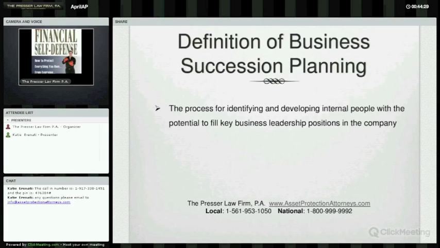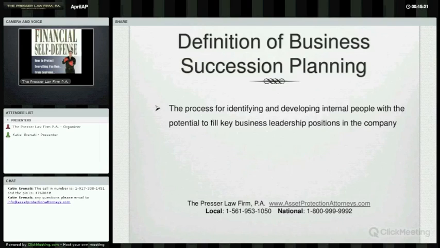So what is the definition of business succession planning? The definition of business succession planning is really the process for identifying and also developing internal strategies and people with the potential to fill key business leadership positions and roles in the company. And I tell my clients, business succession planning is kind of like estate planning for a business. So what's estate planning? Estate planning deals with when you pass away, where do you want your assets to go? And certainly you want them to go there quickly, privately, and with the least amount of taxes that are legally allowed. And there's no difference with business succession planning. What do you want to have happen to the business once you pass away? How do you want the business to run if your partner passes away? So business succession planning really is just doing estate planning for your business.